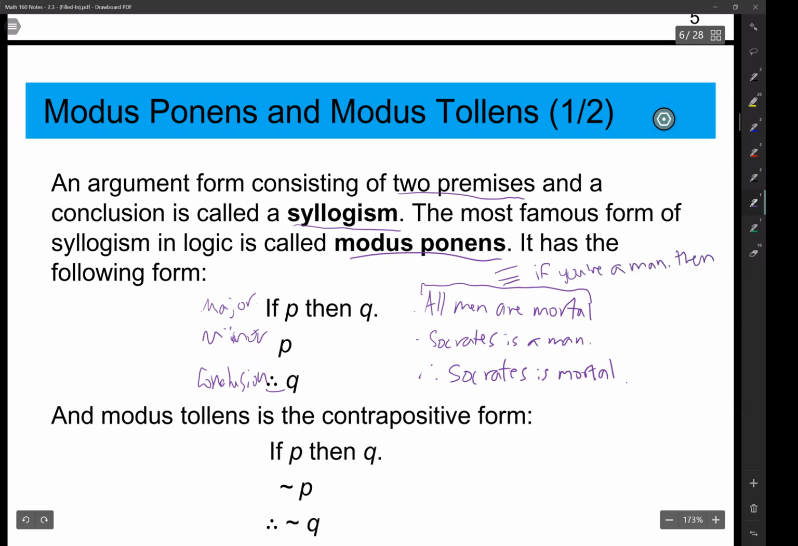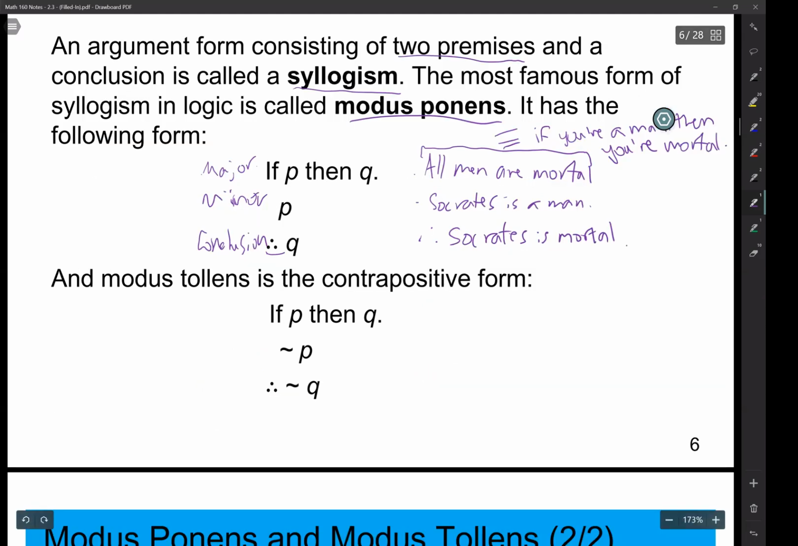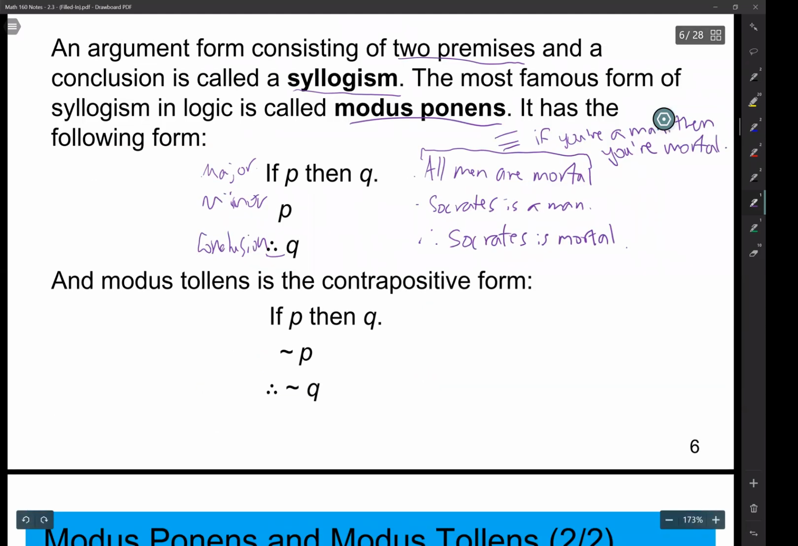And by the way, that "man" is not gendered. It just means you're a human. If you're a man, then you're mortal. Okay, so this is modus ponens. Basically, if P then Q, I also have P. Therefore, I'm allowed to conclude that I have Q.